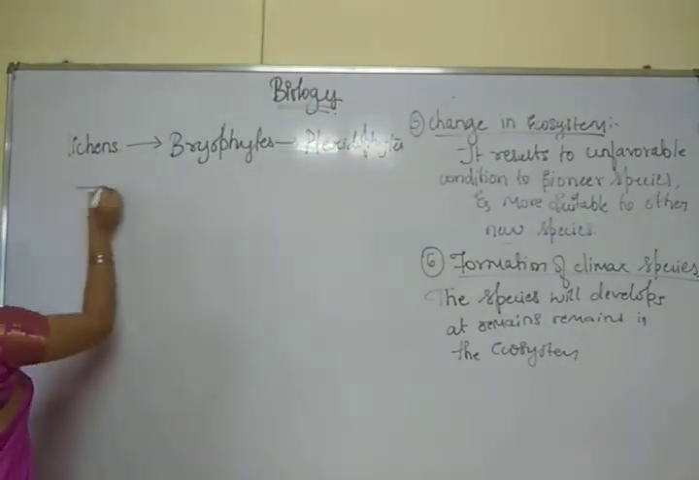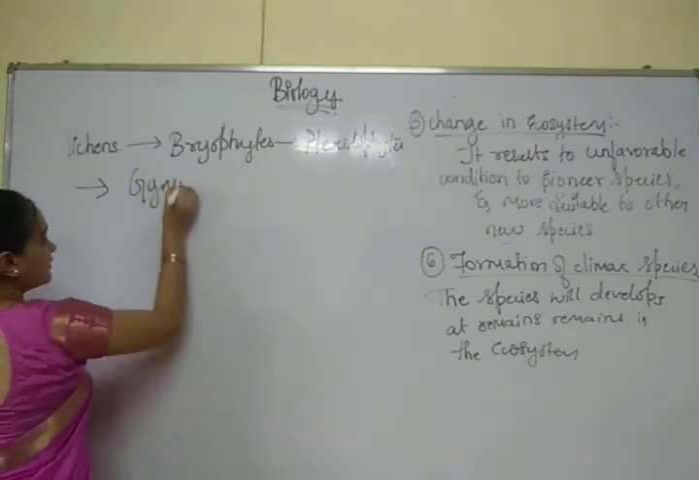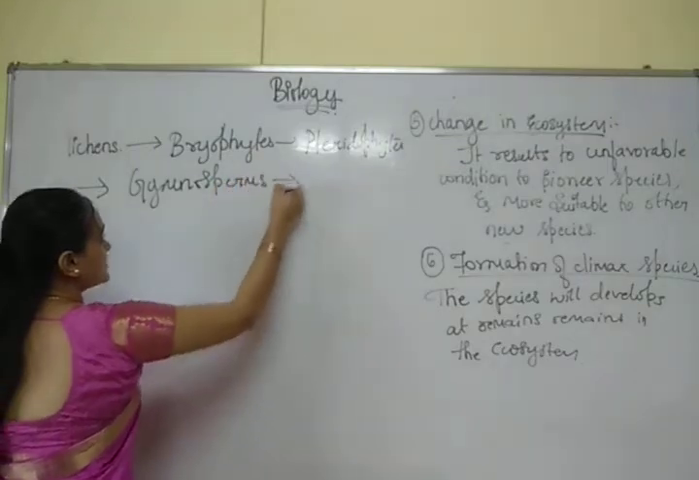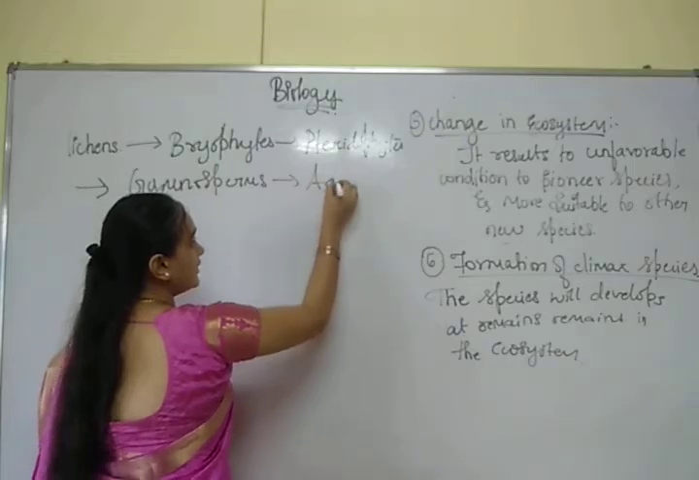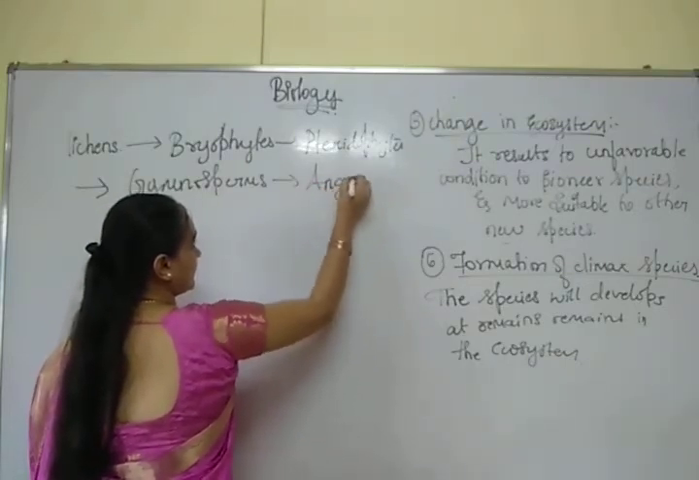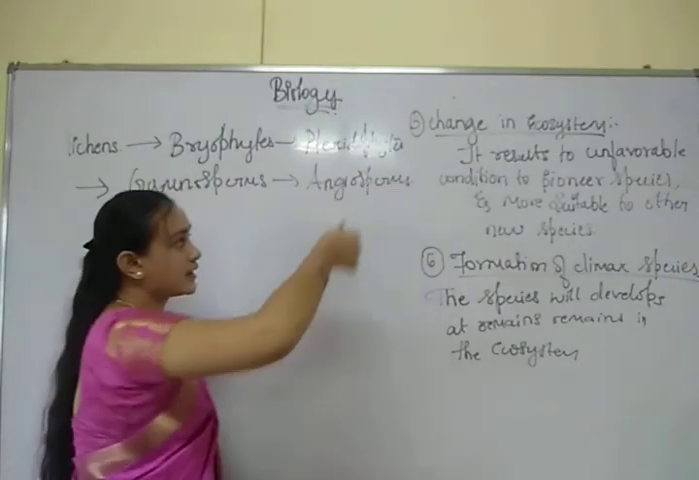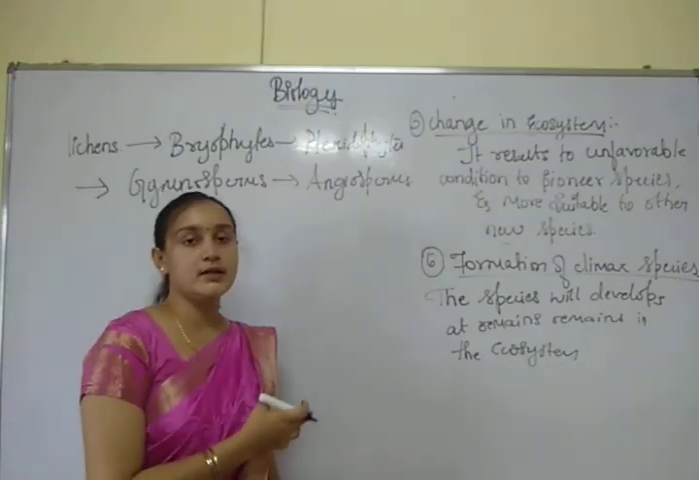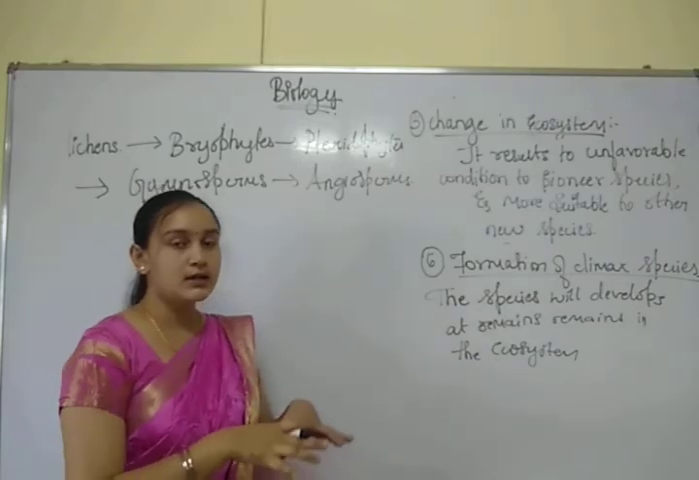Next, pteridophytes will change to gymnosperms. And again the gymnosperms will change to the angiosperms. Angiosperms are the other plants, consisting of flowering trees.